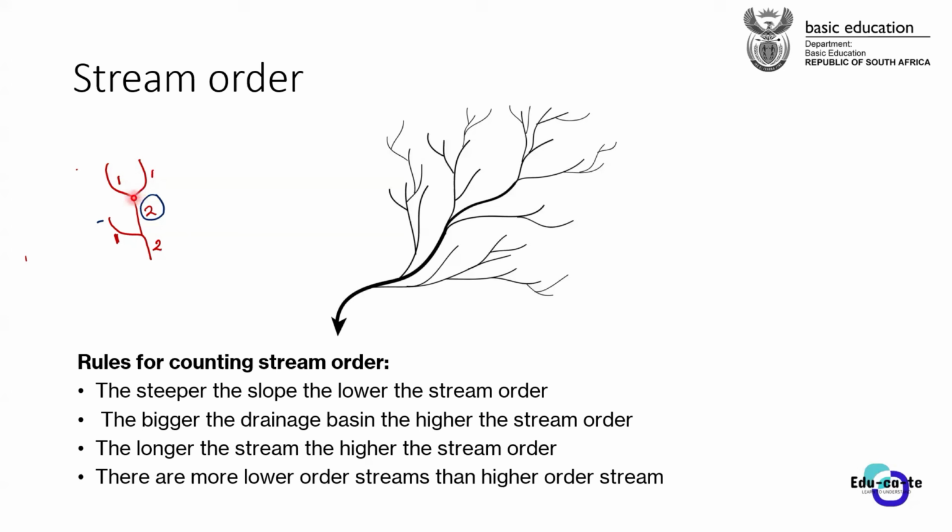They combine together. They form a second order stream, right? But if you combine a second order stream with a first order stream, it will remain as a second order stream. Why is that? It's because a first order stream simply means that this is just small waters that are flowing into big waters. So they won't have that much effect. That is why the stream will remain as order number 2.